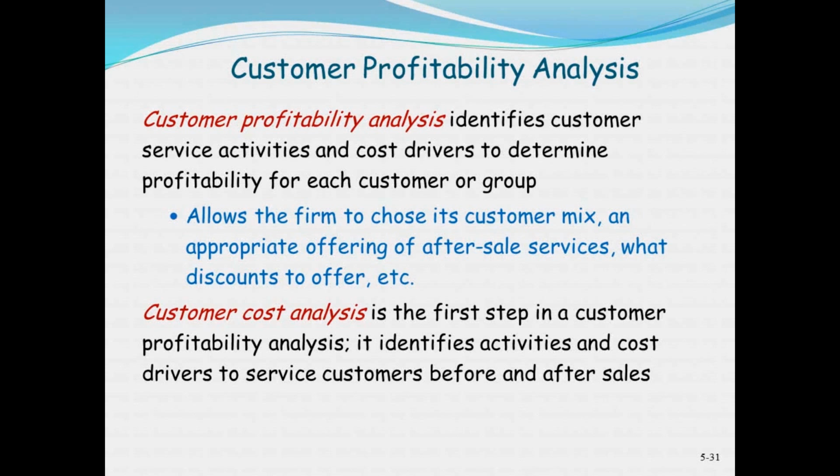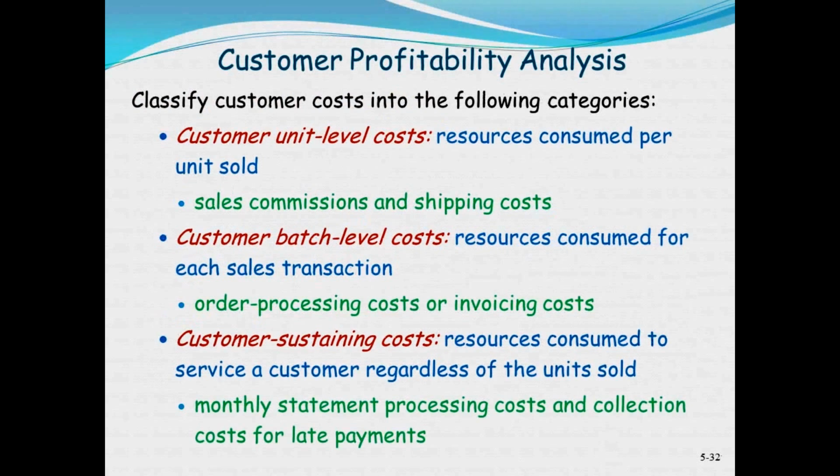So the first step is the customer cost analysis, which is very much the same as the first step in activity-based costing. You look at your customers and say, what are the activities that we're performing for that customer? And they come in 5 flavors. Remember, for activity-based costing, they were product-based, batch, facility, or unit-based. Here we have 5. The first one is customer unit level costs. Examples of those: for every unit sold, there's a cost. Maybe a sales commission. You pay a salesperson for every unit sold.